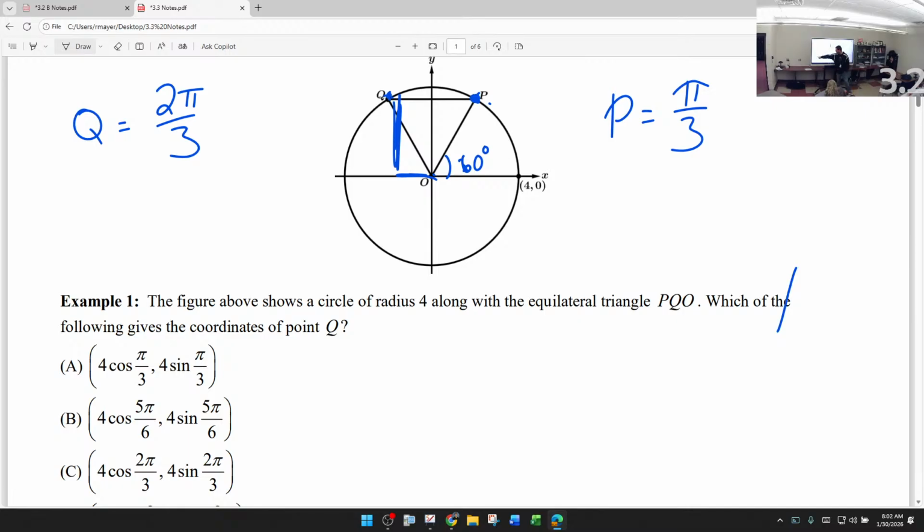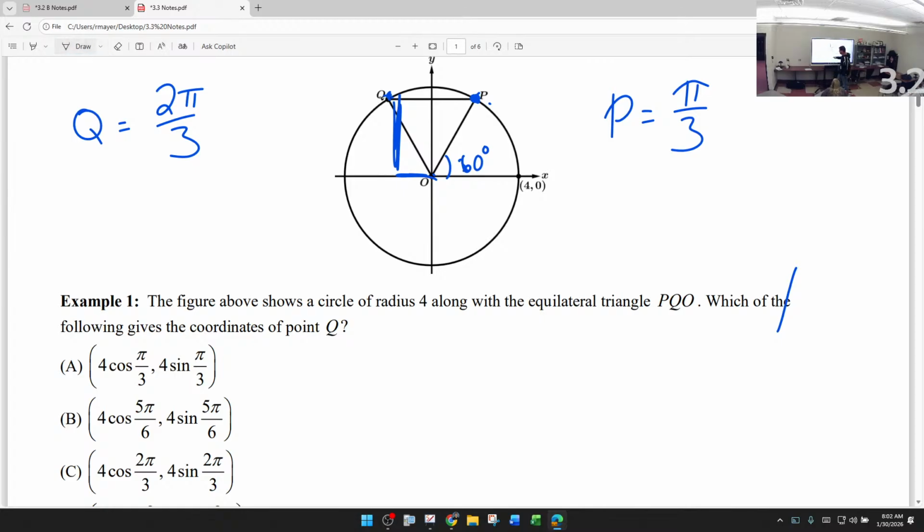Look at A. 4 cosine pi over 3, 4 sine pi over 3. Pi over 3 is where P is. Good enough? That's not what they're asking for. They're asking for Q. So A is P. Again, I think it's just as important for you guys to know which one's wrong as which one's right, and if it's wrong, why it's wrong. A is point P.